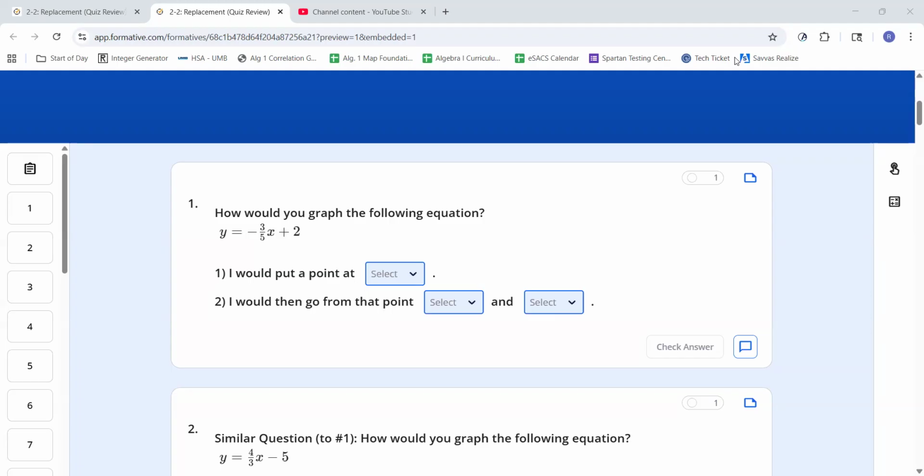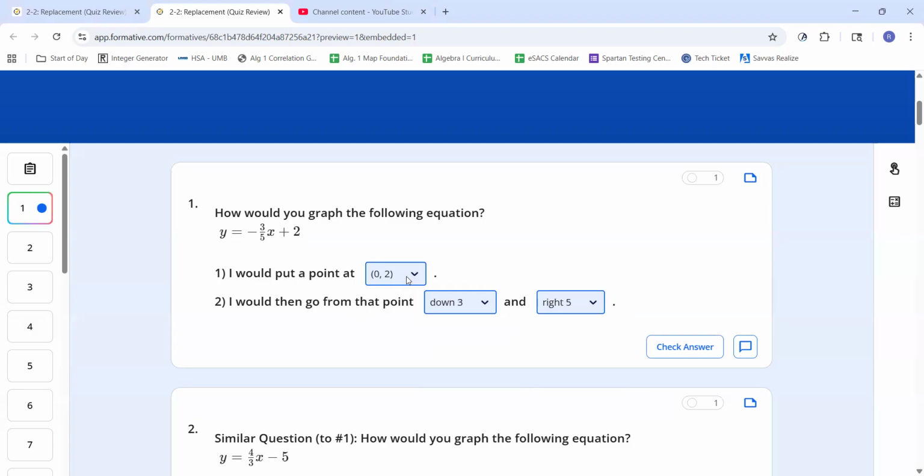So you would put a point at the y-intercept. The y-intercept is, if you're not sure, it's 2, right? So the y-intercept has coordinates. It's on the y-axis, so it's (0, 2). I would then go from that point using the slope. The slope is -3/5, so I would go down 3 and then right 5.